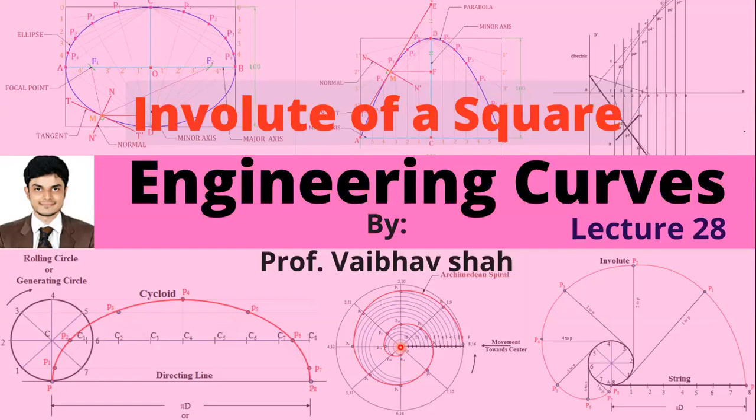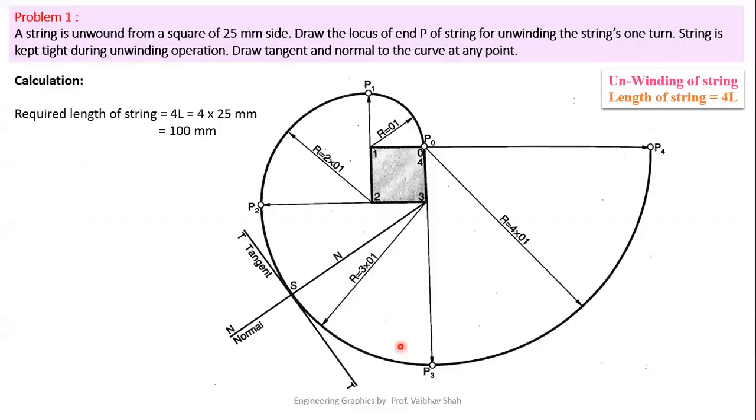Let us start with one of the problems. Problem 1. A string is unwound from a square of 25 mm side. Draw the locus of point P of string for unwinding the string 1 turn. The string is kept tight during unwinding operation. Draw tangent and normal to the curve at any point.